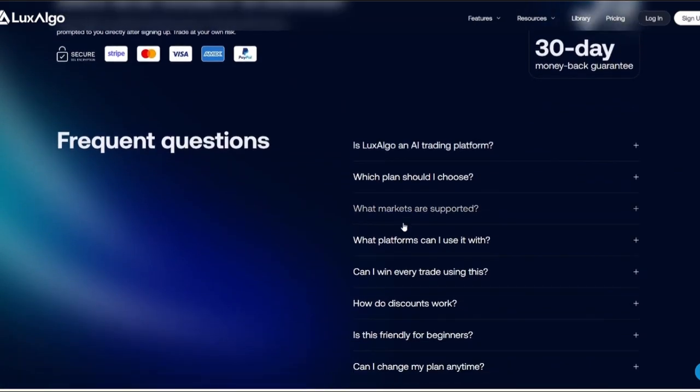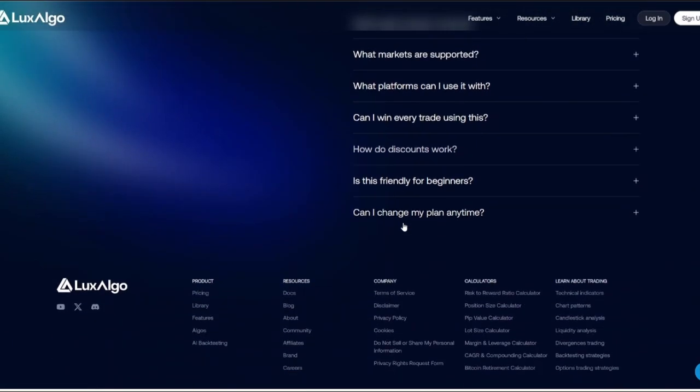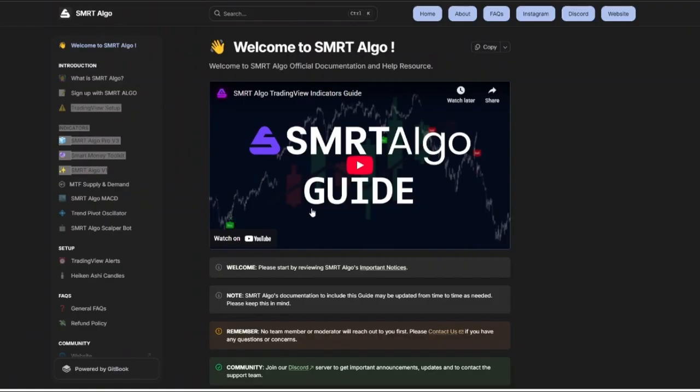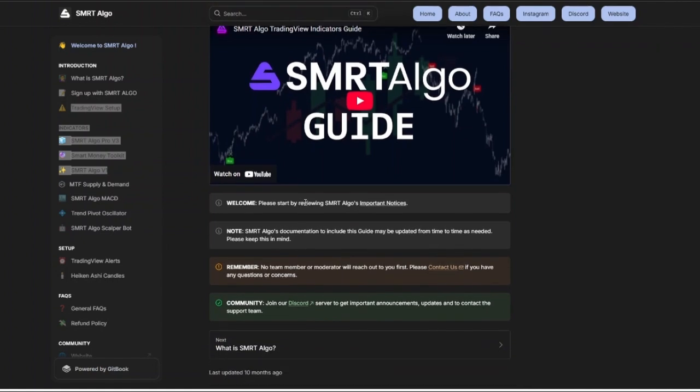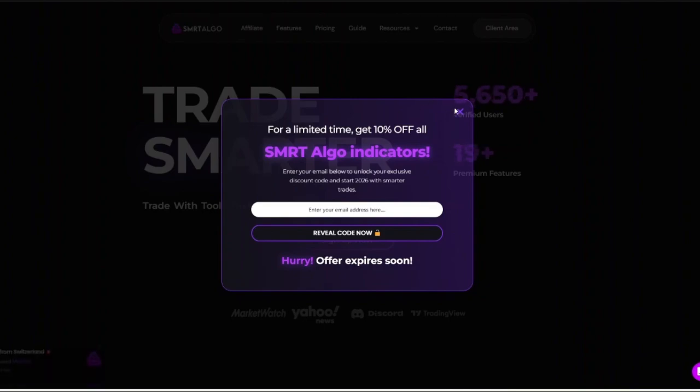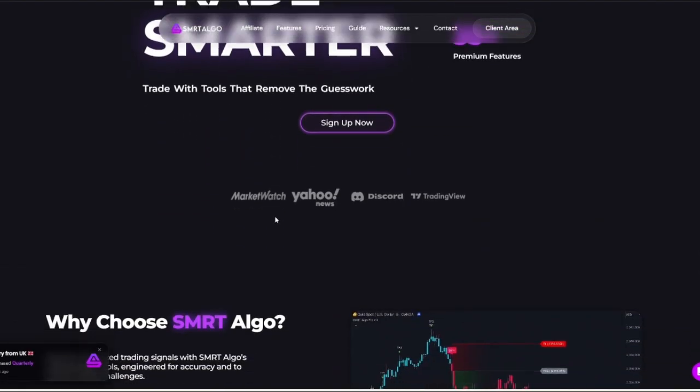What are the pros and cons of using both platforms? Let's start with the pros. For SMRT Algo, an all-in-one toolkit is what SMRT Algo is. It has scalper bots and real-time signals. There's a lifetime payment option which many people are rooting for, and the active community support.